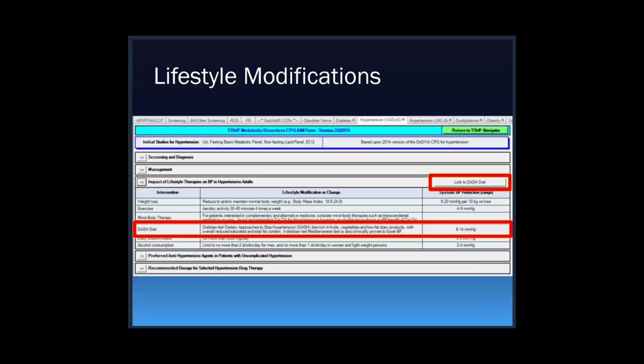Now, if your patient has other cardiovascular risk factors, such as dyslipidemia, it might be a Mediterranean diet would be more appropriate for them. There is a weak for that particular recommendation.